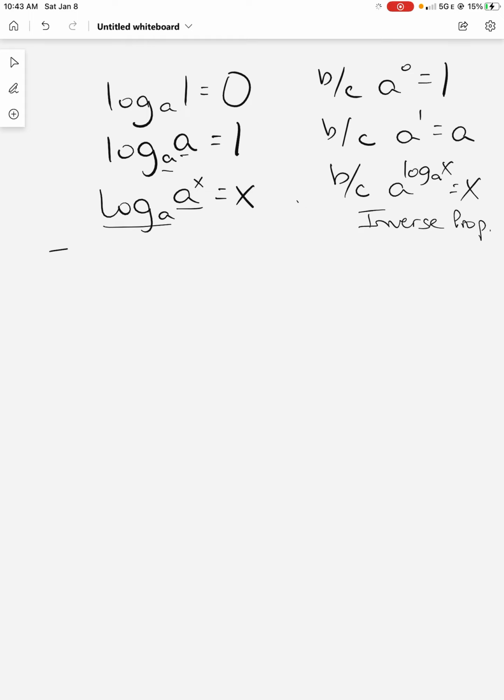Lastly, if the log base a of x equals log base a of y, then as you might expect, x equals y. We had one of these with the exponentials. It's called the one-to-one property.